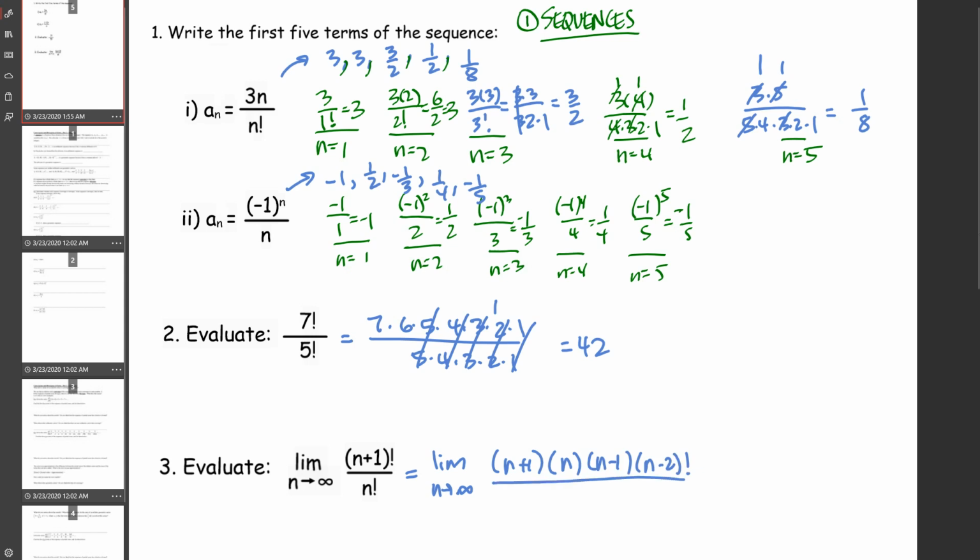On the bottom, I have n factorial, but what is n factorial? Isn't n factorial really just this part right here? n factorial is n times n minus 1, times n minus 2, and so on. And so for this problem here, these terms actually cancel out. So what I have is the limit as n goes to infinity of n plus 1.